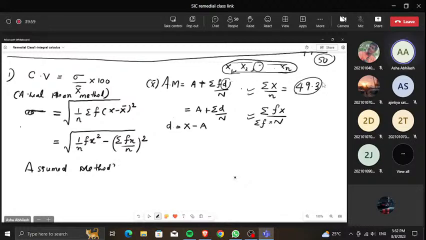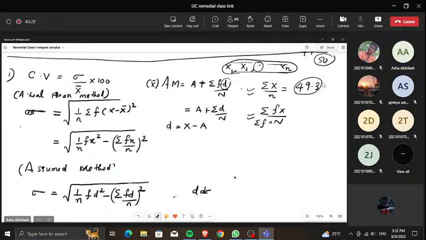then the formula will become sigma is equal to root of 1 by n summation fd square minus summation fd by n whole square, where d is nothing but deviation from the data. Okay.